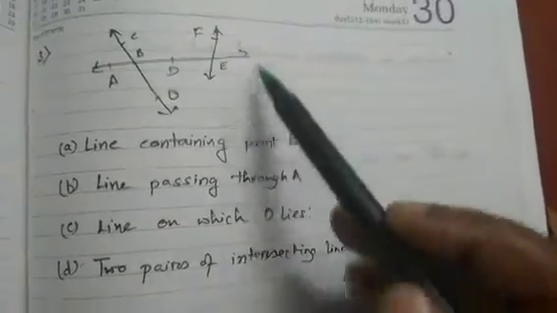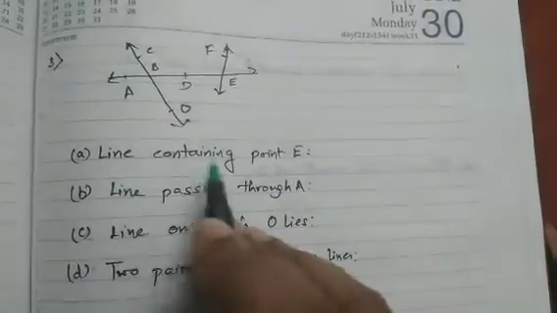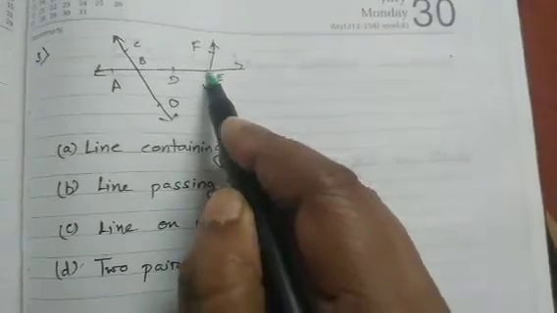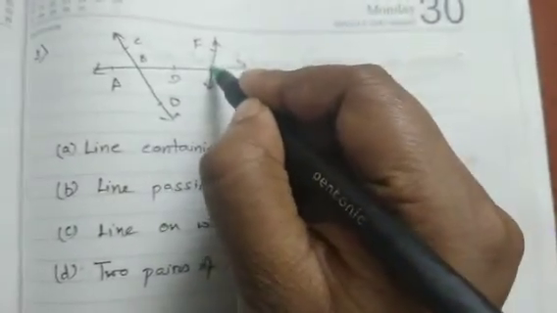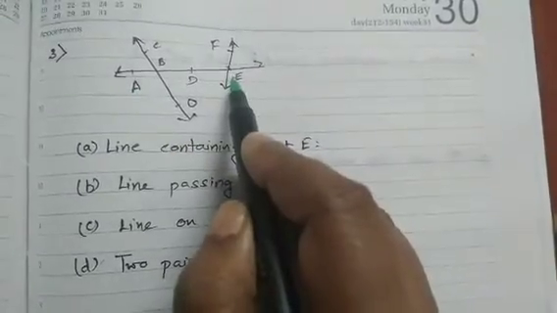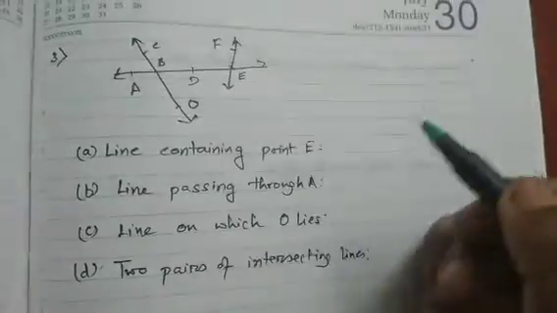So the third question gives me a figure like this. And it tells me to say the line containing point E. So point E is here. Which is the line containing point E? Point E is there in two lines. In AE also point E is there. And in FE also point E is there.